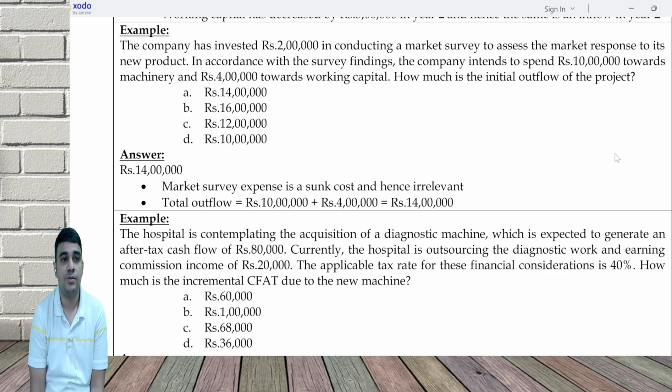What is this 20,000? It is opportunity cost, because what used to happen is when you went to the hospital, they would write a scan and tell you to go to someone else. He was giving me commission income of 20,000. Now, because of this diagnostic machine, I'm going to earn 80,000. Opportunity cost is 20,000. How much is the CFAT?